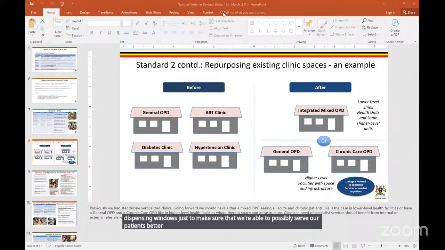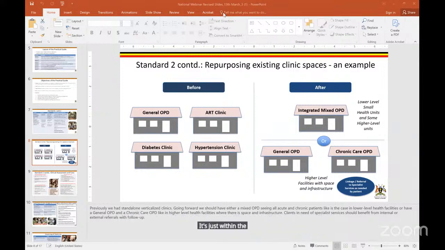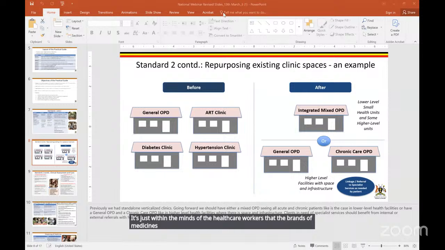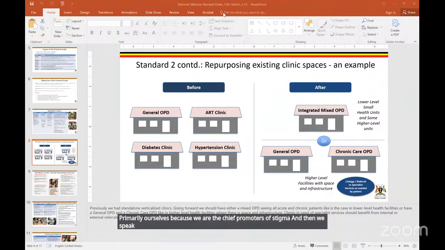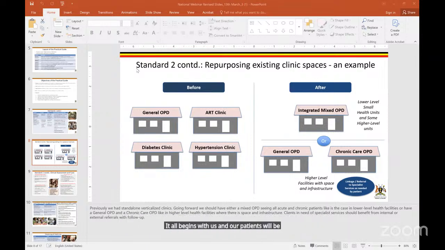And in any case, it's just within the minds of we, the healthcare workers, that the packagings of the medicines are stigmatizing in a way, because we feel that when a person gets a tin, then that means it's HIV/AIDS medicines. No, we have so many medicines that are packaged in tins, and so it's all about changing the mindsets of primarily ourselves, because we are the chief promoters of stigma, and then we speak to our clients or our patients that are coming to us to make sure that they are able to embrace this. It all begins with us, and our patients will be able to embrace this. Thank you, Chair.